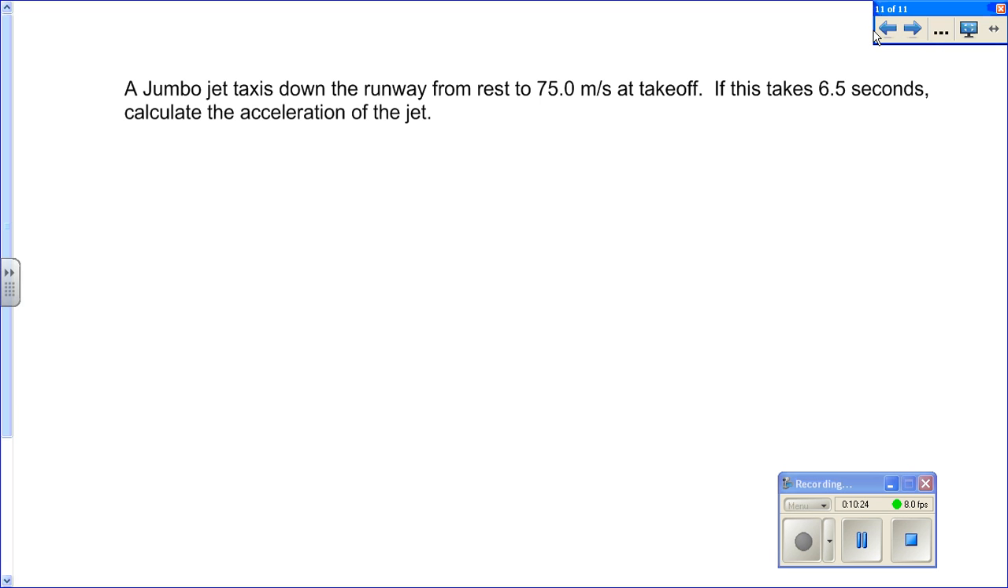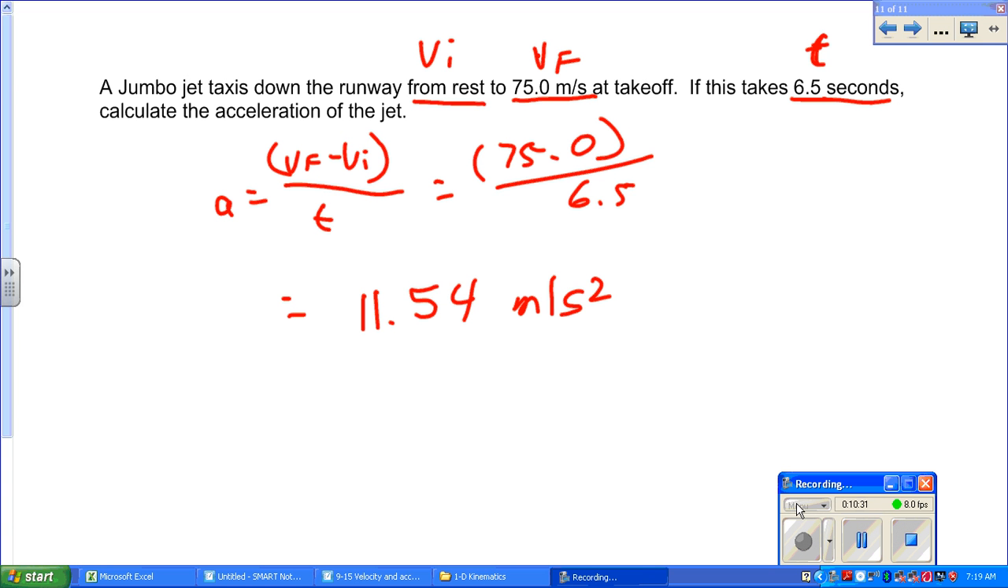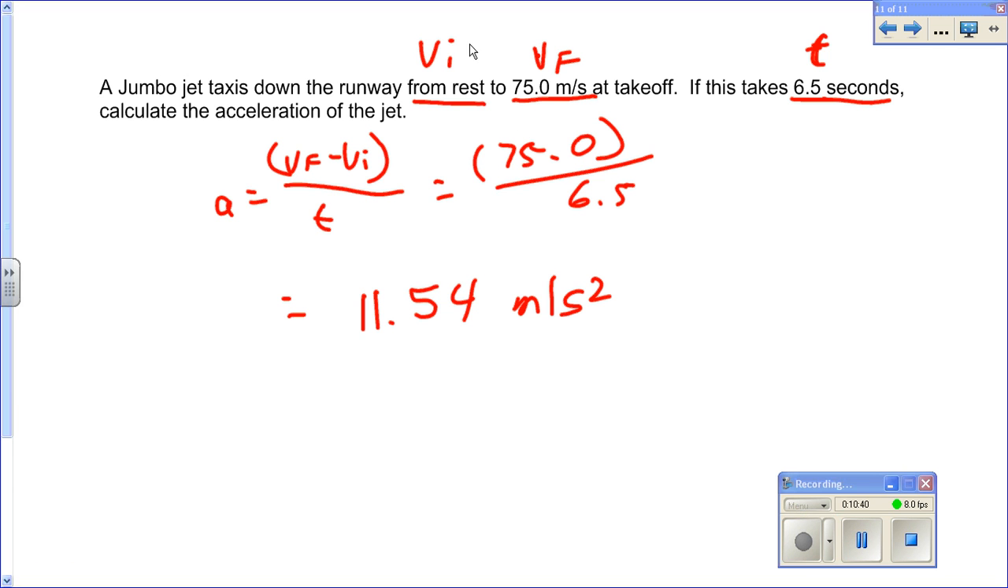All right, last one. See if you can do this one. Should be pretty simple. I'll pause the video and then I'll show you the final answer. Okay, you should have been able to label that the jet started from rest, which is 0, so VI equals 0. And then the final speed is 75. That's when the plane would take off. It took about 6.5 seconds. So 75 minus 0 over 6.5, 11.54 meters per second squared is your acceleration.